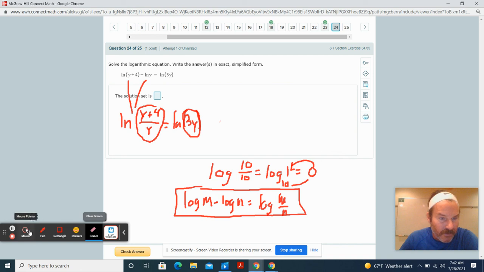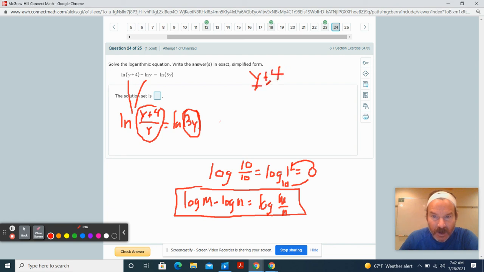Okay, so if they have to equal each other, then we just write that equation. y plus 4 over y equals 3y. So basically these logs go away because we have a log equal to a log. So how do we solve this? Well, I want to get rid of this fraction, so I'm going to multiply both sides by y.